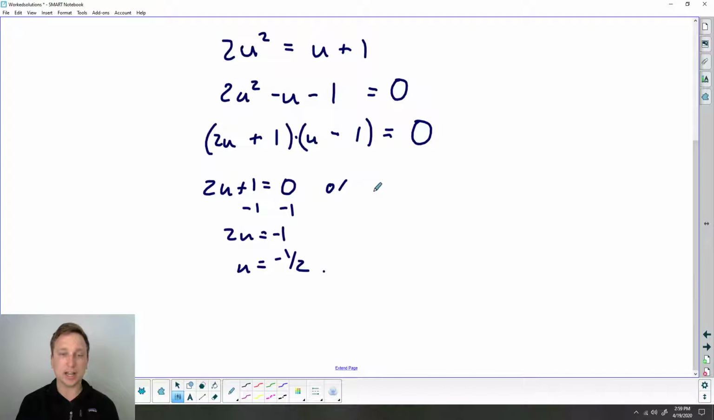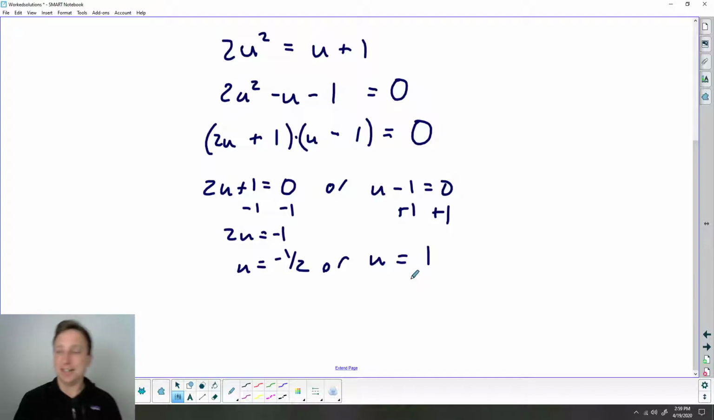Or I can have u minus 1 equals 0. We'll add 1 to both sides, or we can have a u value equal to 1. So I've solved this. We know this quadratic has solutions at negative 1/2 and has a solution at 1. It equals 0 at those points.